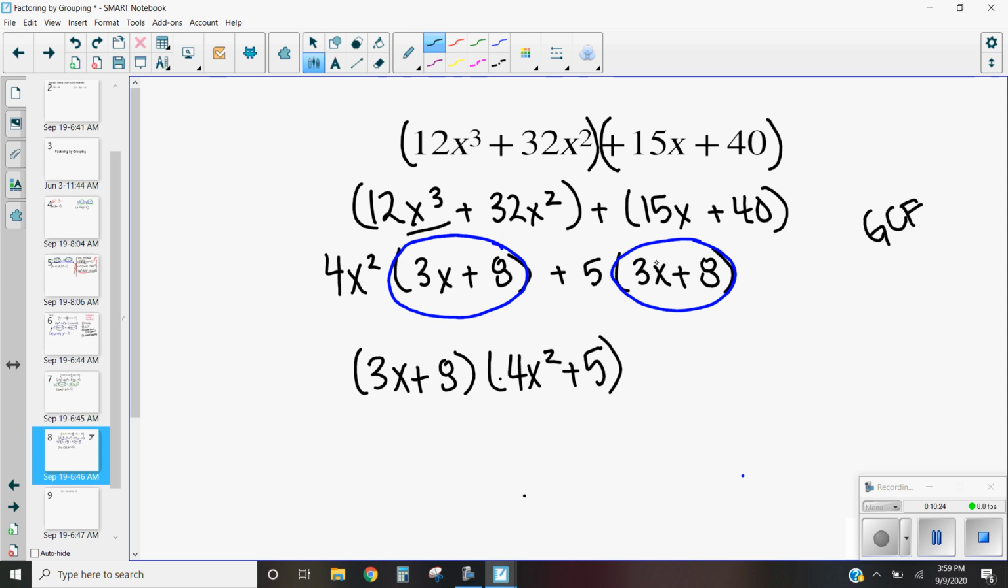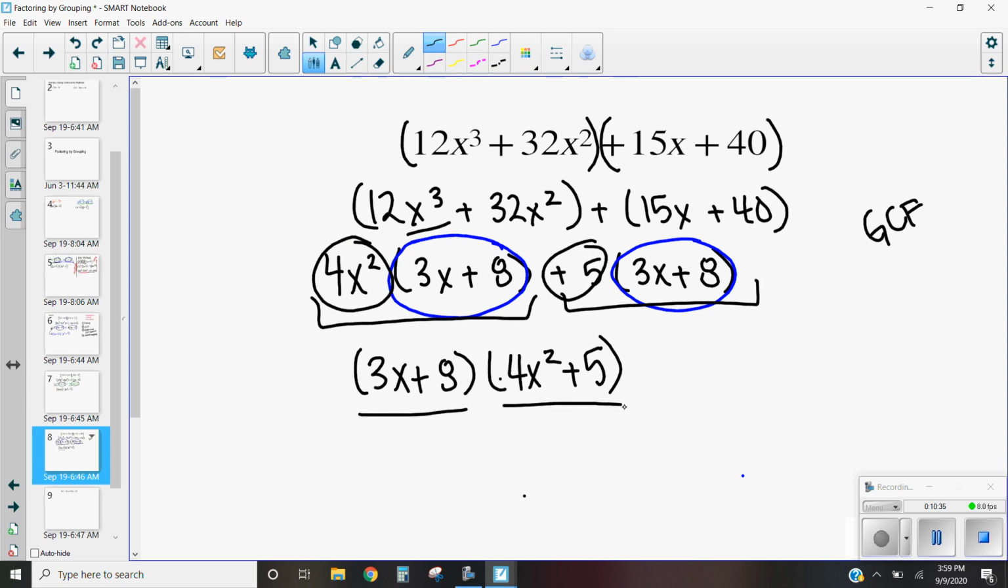Now notice how I have a 3x plus 8 in both. So now both of these terms include that 3x plus 8, so I can factor out a 3x plus 8, and then I have these other two terms left in my other binomial that I'm multiplying. So that is how you factor by grouping. It is always going to work this way. Make sure that you have 4 terms before you factor by grouping. If we only have 3 terms, we actually want to factor in a different way. So check out the next video on how we would factor if we have 3 terms.